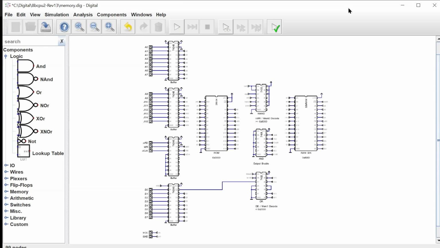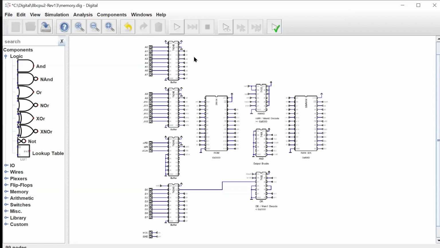TTL Computer 2. Today we'll be taking a look at our memory card in the simulator, and we'll be looking at the issue that I identified as part of my review of the memory card in preparation for doing my serial I/O card. So just a quick review. So here we're in our memory card.